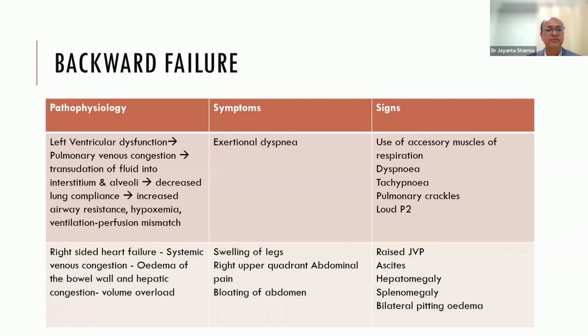If the patient is having right-sided heart failure, what happens? There occurs systemic venous congestion and swelling of both legs. Usually the patient presents with edema of the legs. With further progression, there may be right upper quadrant abdominal pain and complaints of abdominal bloating. What signs will we get at the bedside? The patient may develop a raised JVP. There may be ascites, hepatomegaly, splenomegaly, and bilateral pitting edema. So these are the common symptoms and signs we get beside the patients whenever dealing with patients inside the hospital.